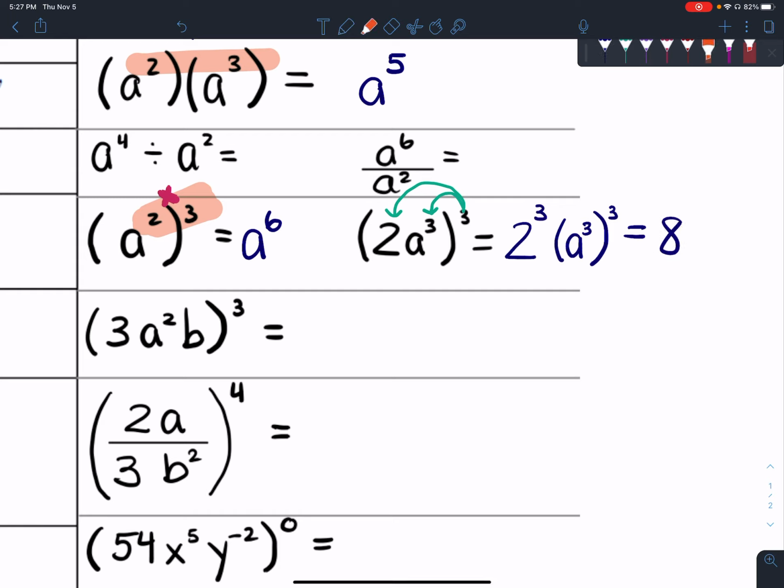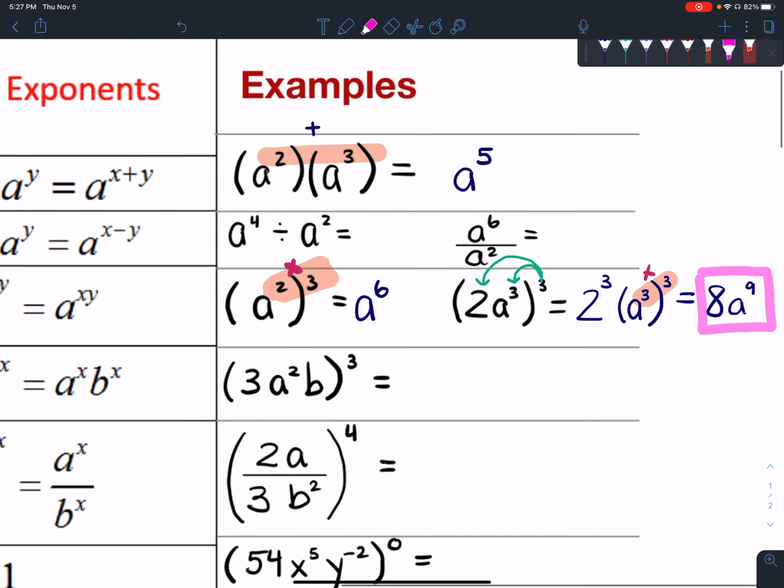Here, my a to the 3 to the power of 3, we know we need to do a multiplication there. So that's going to become a to the power of 3 times 3, which would be 9. So your final answer is this over here. It's 8a to the power of 9.